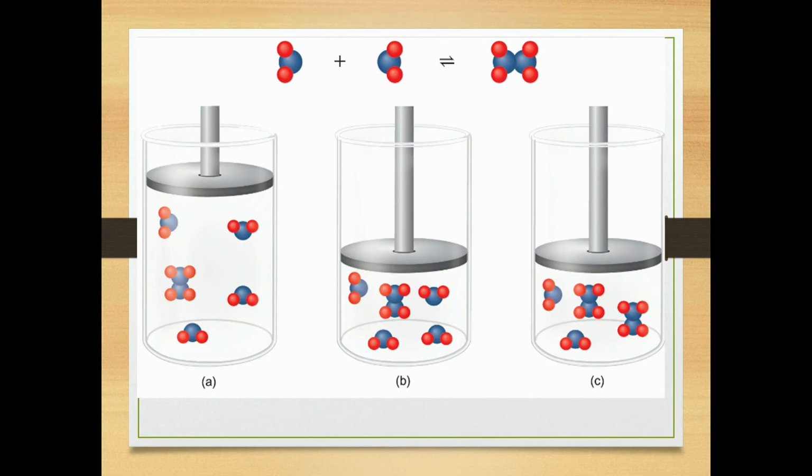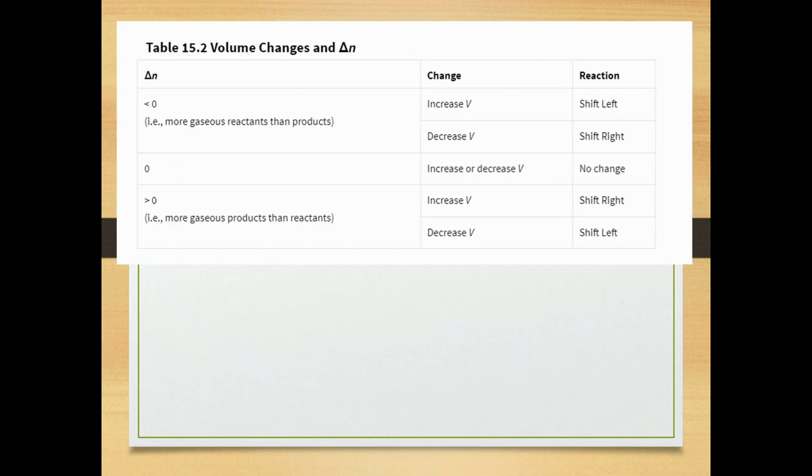So I increase pressure here by decreasing the volume. So an increase in pressure was a result of the decrease in volume. So increase the volume if delta N is less than 0, which means there are more reactants and products, it will shift it to the product side. Decreasing the volume will shift it to the reaction side.